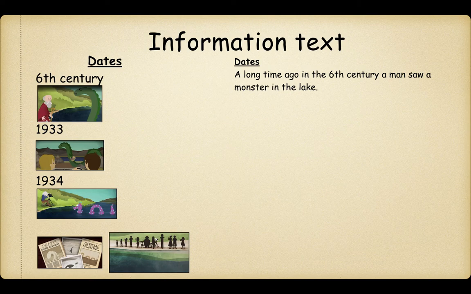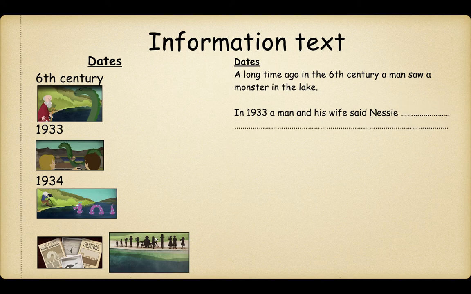What else? What other bits of knowledge can we give the reader? Well, we have another date. In 1933, a man and his wife saw Nessie. What did Nessie do? Well, you need to fill that in, and I've put a keyword at the bottom. What did Nessie do when the couple were in their car driving towards the lake? So you can finish off this sentence. The date's important because we know when it happened, and we know from the date that it happened in the past.